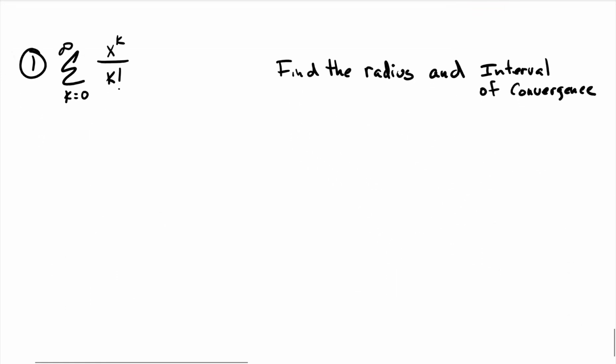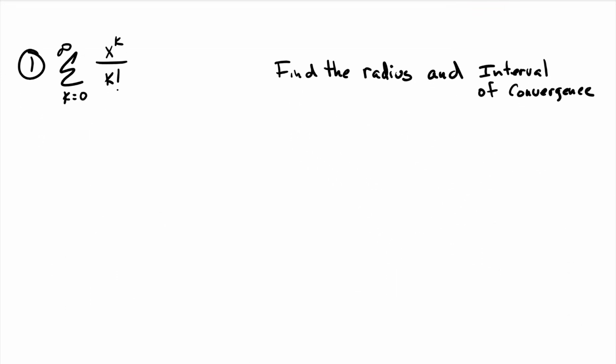Let's try a problem. By the way, that's e to the x. The sum from k equals 0 to infinity of x to the k over k factorial is e to the x. Thought I'd just let you know that. I think it is. I hope I'm right. I'm pretty sure it is, though.